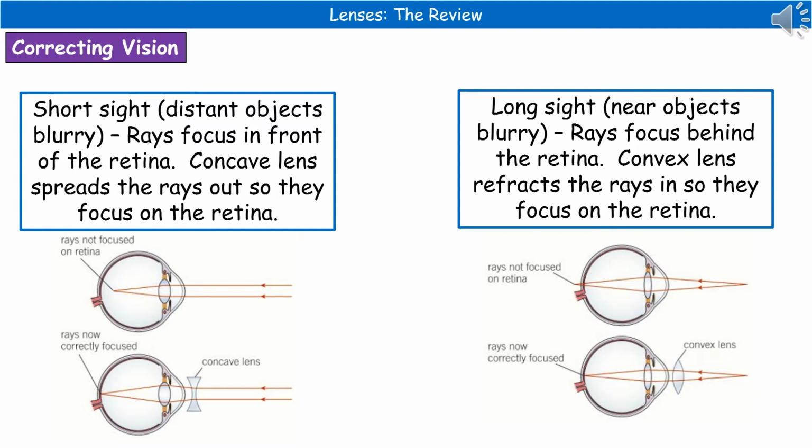So what we do there is we use a concave lens in the glasses, and that's going to spread the rays of light out slightly, which means that they're actually going to focus right on the back of the retina where we want them to. Second problem with our sight, long sight. That means that up close objects are blurry, but things in the distance are perfectly clear to you. The reason for that is that the rays of light are trying to focus basically behind your retina, so they're not able to focus on that retina at all. So this time we use a convex lens, and that's going to refract the light so that it's going to then focus again perfectly on the retina.